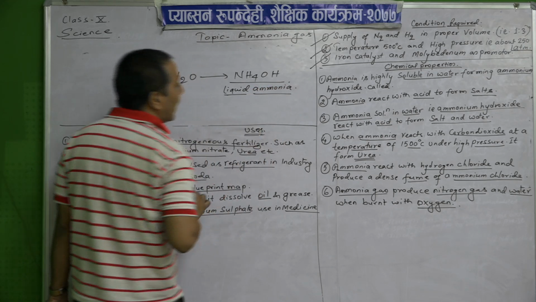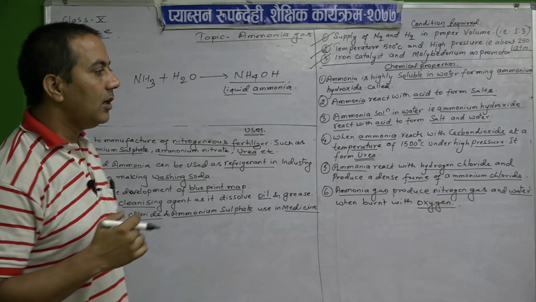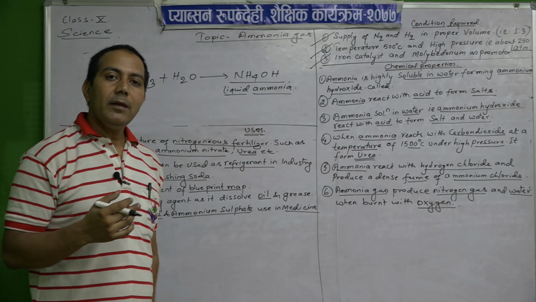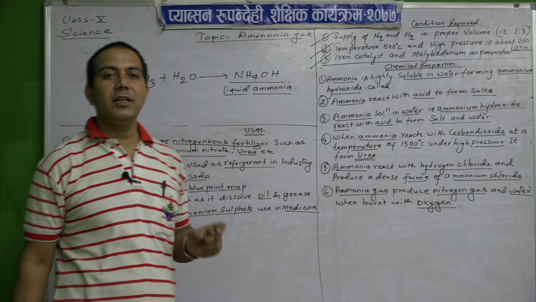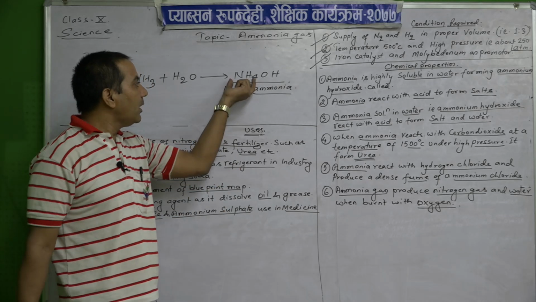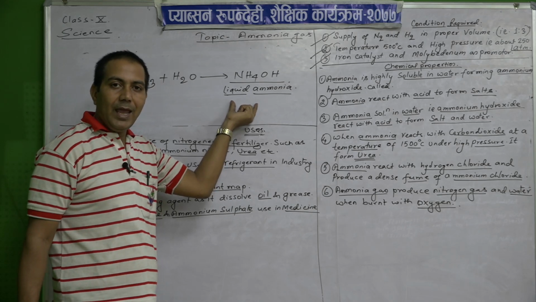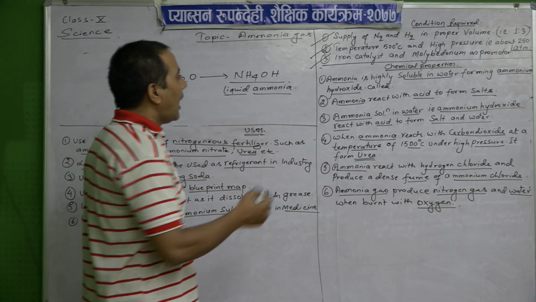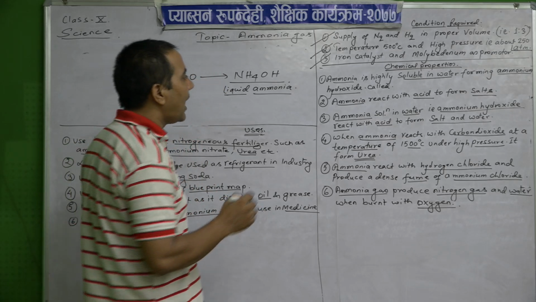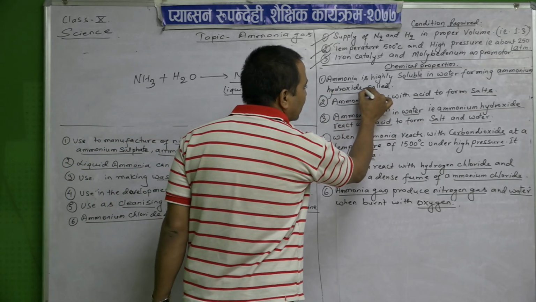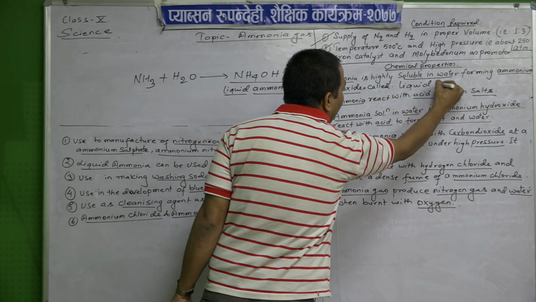Okay, ammonium hydroxide is generally called liquid ammonia. Why? Because the ammonia which is stored in liquid form is in the form of ammonium hydroxide. That's why it is called liquid ammonia. We remember that ammonia is highly soluble in water, forming ammonium hydroxide, and it is called what? That is liquid ammonia.